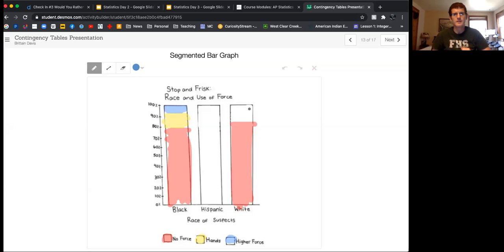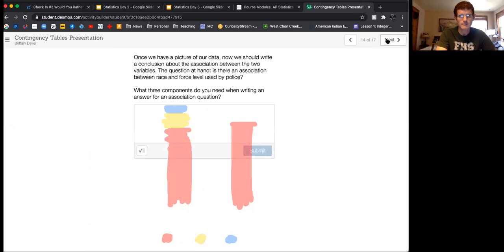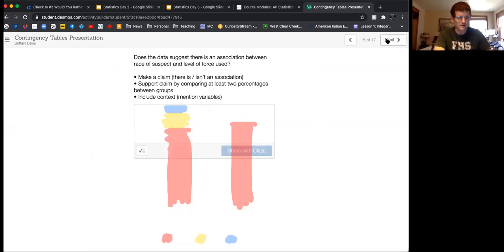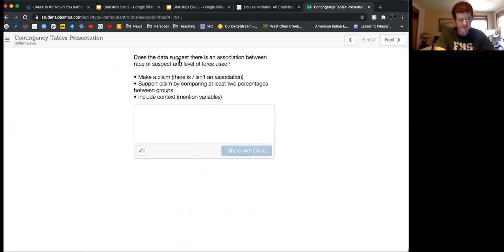So the whole thing with this, we're about to answer a question, and we'll come back to this. Well, okay, let's talk about it right now. We can see that there is a difference between these segmented bar charts, right? If I filled in the rest of it, it would not look exactly the same, right? There's a difference. Now, the question then becomes, if I skip ahead, does the data suggest that there is an association between the race of the suspect and level of force used?